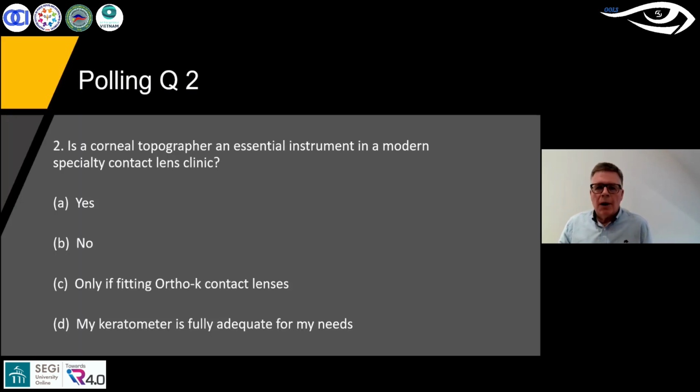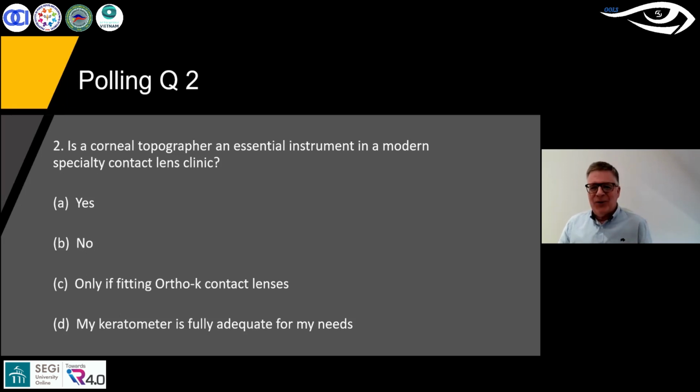So we're going to go on to polling question 2 now, because I've been talking quite a lot about specialty clinics. I've been talking about my hospital clinics, my keratoconic patients, probably my post-grafts. And the question is: is a corneal topographer an essential tool? And there's a key word here, in the specialty clinic. So there are some nice straightforward answers here. Yes, no. We like straightforward answers.